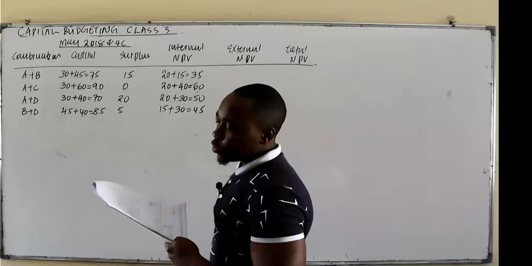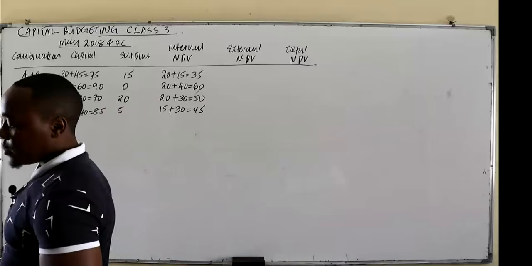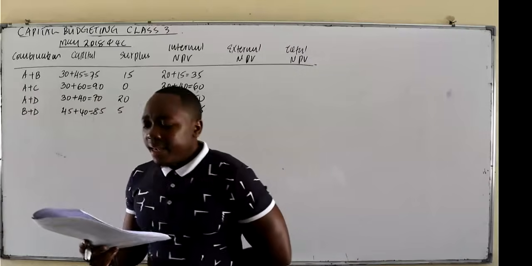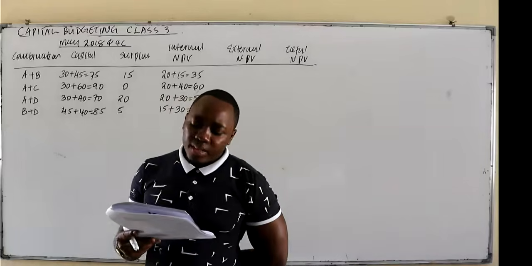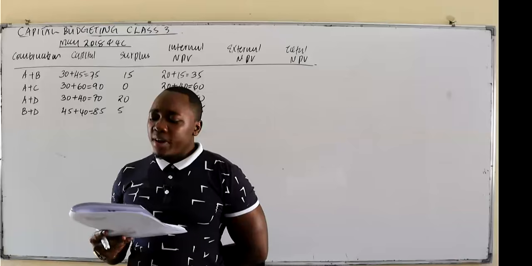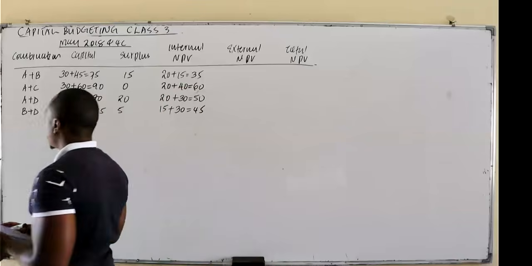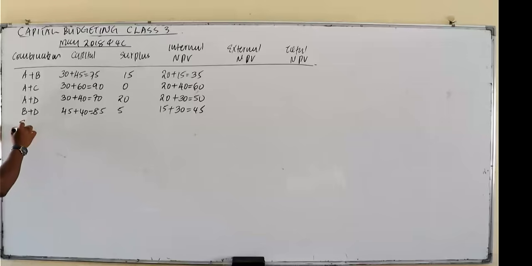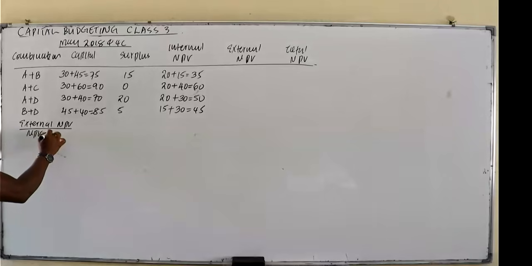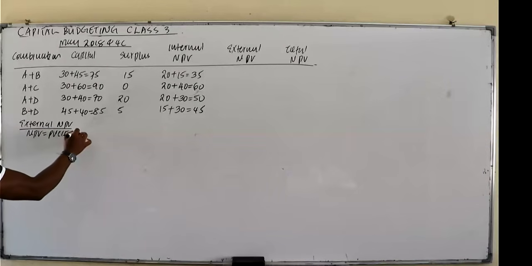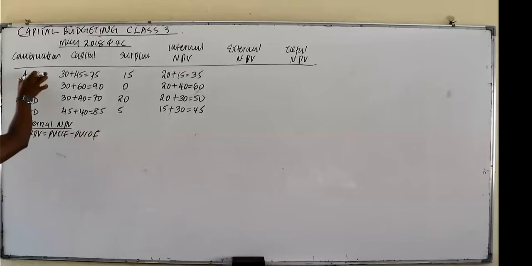External NPV, let's go to note number 3. Note number 3, we are told that any surplus fund can be reinvested to generate returns of net cash flows of 14% to perpetuity. Any surplus fund can be invested. So now let's compute external NPV. NPV is the present value of cash inflow less the present value of cash outflow.